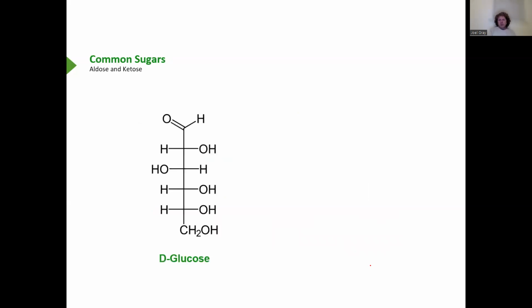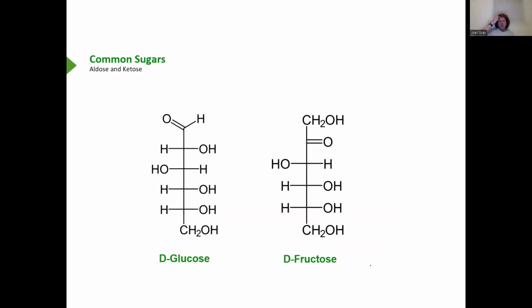So common sugars, like I said, fall into the category of being an aldose or a ketose. Glucose is an aldose, and this is your structure for glucose. So our aldehyde functional group, carbon number 1, 2, 3, 4, 5, 6. Whereas fructose, you do not have an aldehyde functional group. Instead, you have a ketone functional group.